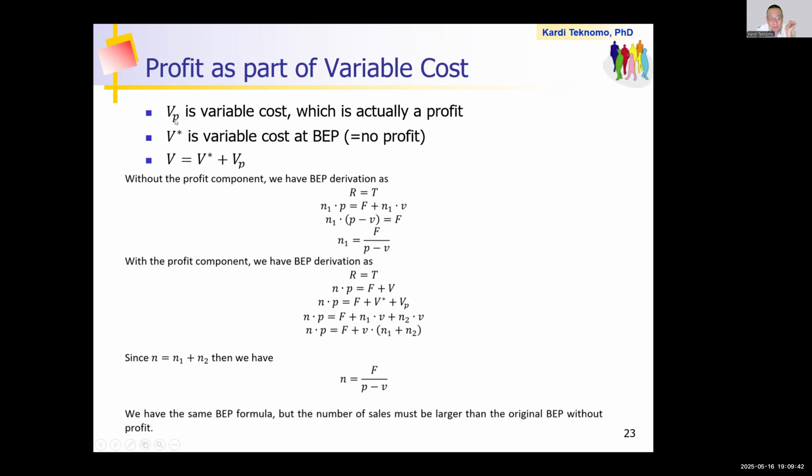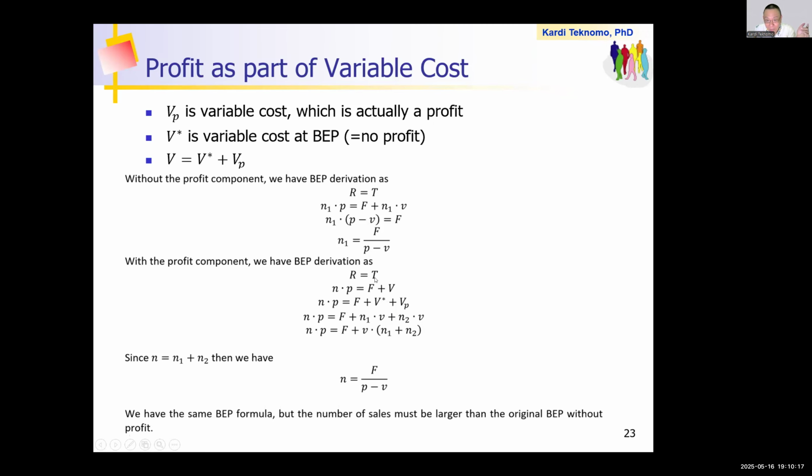Say we use this definition: V subscript P as variable cost, which is actually profit. And then we have V star, which is variable cost at PEP without profit. This is the original PEP. Then you will have a new variable cost, which is based on the PEP and variable cost as profit. So without the profit, you will have this formula from a while ago. Let's call this N1.